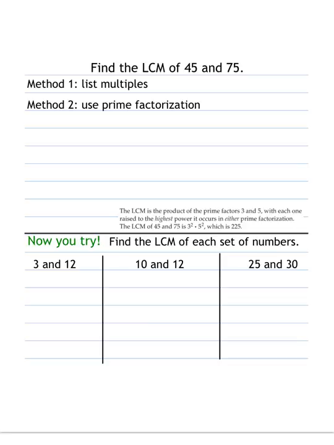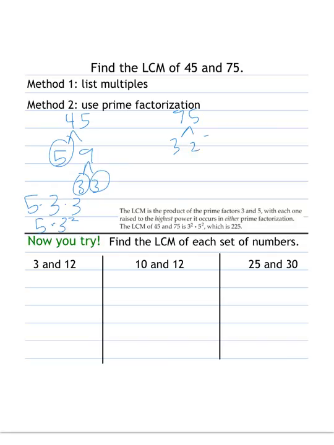I'm going to do prime factorization for this one, because that one tends to be more difficult. So we'll start with 45, which can split into 5 and 9, 5 being prime. 9 splits into 3 and 3, both of those prime. So we have 5 times 3, which written with our exponents would be 5 times 3 squared. 75 splits into 3 and 25, 3 being prime. 25 splits into 5 and 5, both of those being prime, which is 3 times 5 squared.